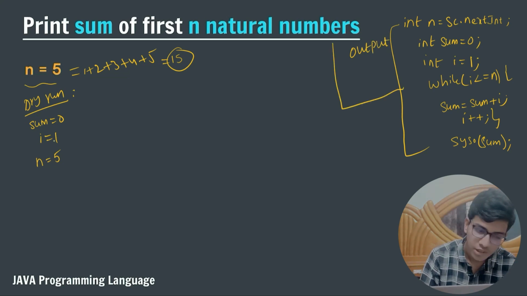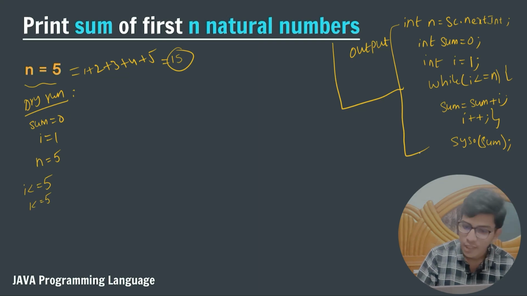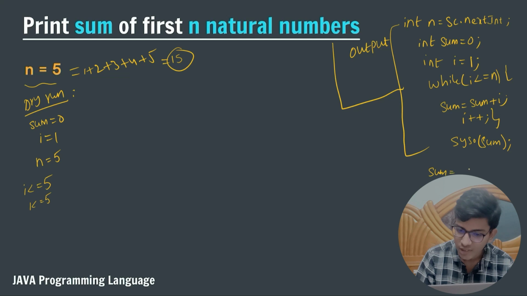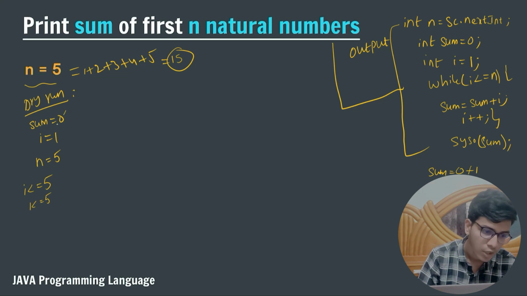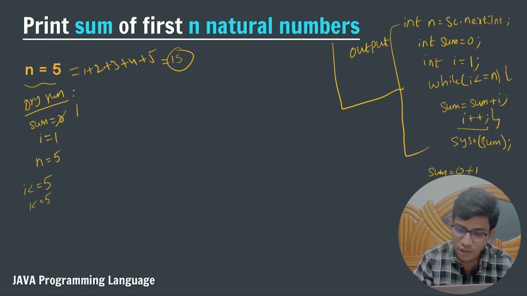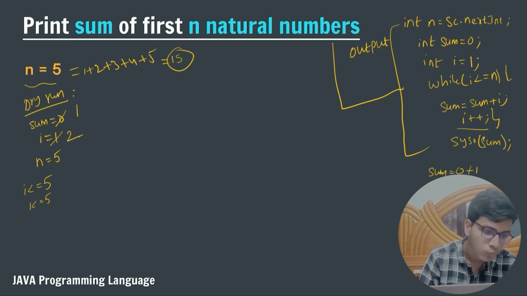So initially sum is equals to 0 and i is equals to 1. We can see that i is less than or equals to 5 here. That is, 1 is less than or equals to 5. Condition is true. If condition is true, then sum will become sum plus i. That is, sum is equals to sum plus i. So sum is equals to 0 here and i value is 1. So sum will become 1. After that we'll increment i++. So i will become 2.